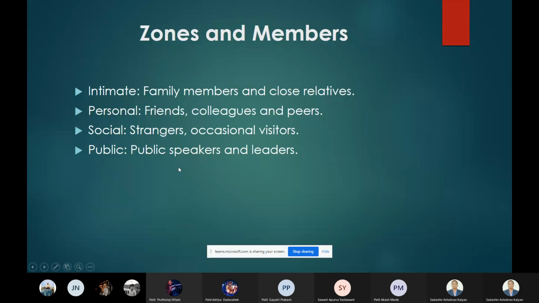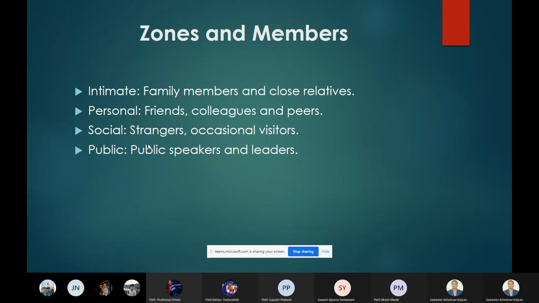Then later on, in our social zone, whenever we are on a journey, especially in trains, we meet various kinds of strangers. Whenever we go to any program, at that time we meet various kinds of people. These people are strangers, who are included in the social zone. Then the last zone we have, we can call the public zone.